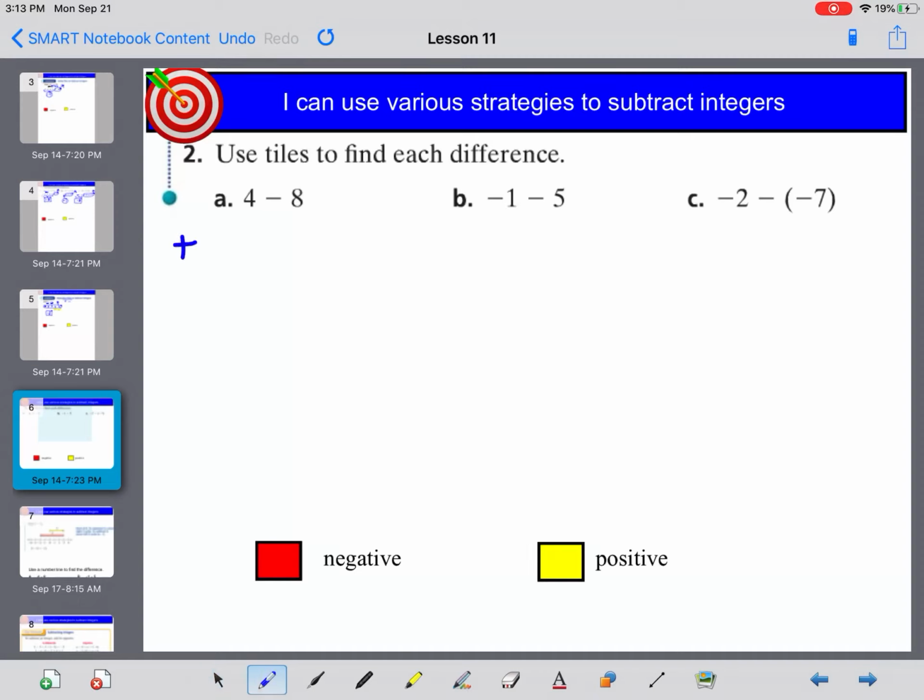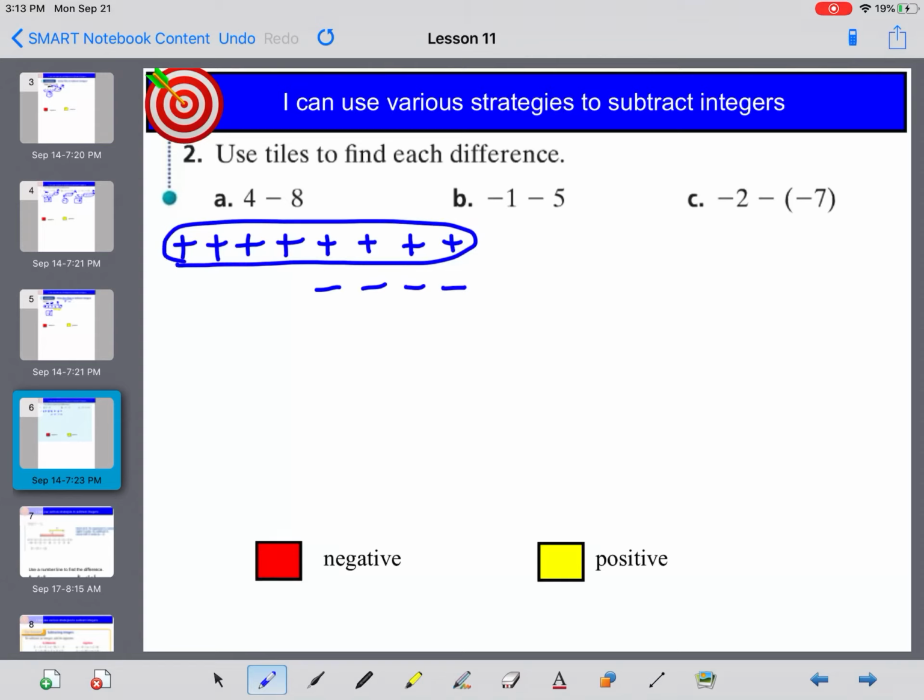All right, so the first thing I'm going to do is show positive 4. Now I need to take away 8. I do not have 8 positives, so I am going to add 0 pairs until I have 8 positives on my desk or on my paper. Now it took 4 0 pairs. Now I've got a total of 8 positives that I'm going to remove and write down what's left over. I have 4 negative tiles remaining, and so my answer is negative 4.